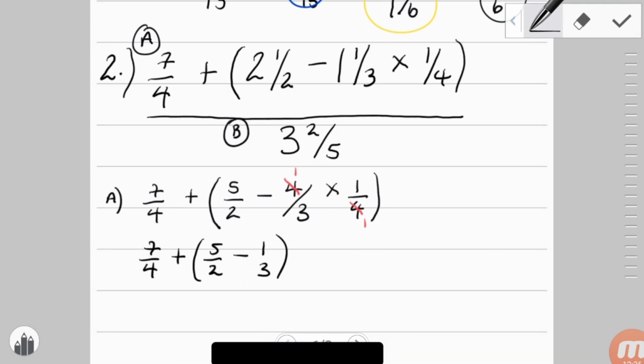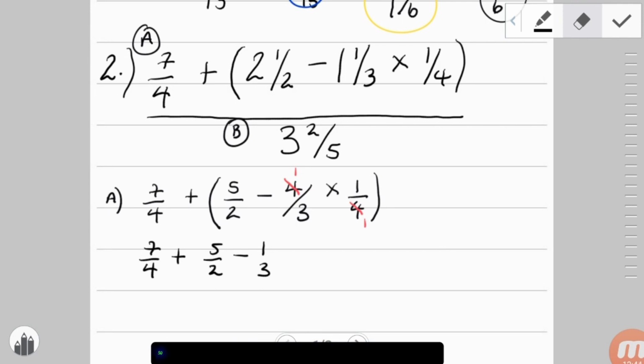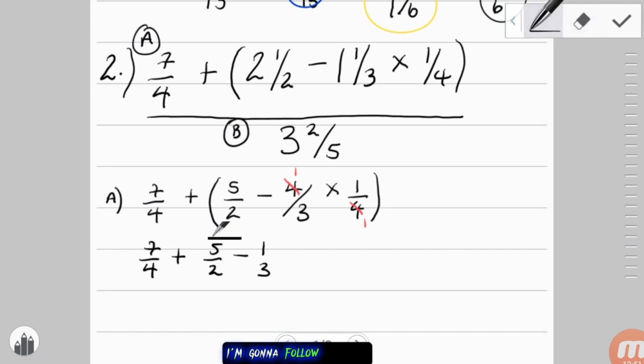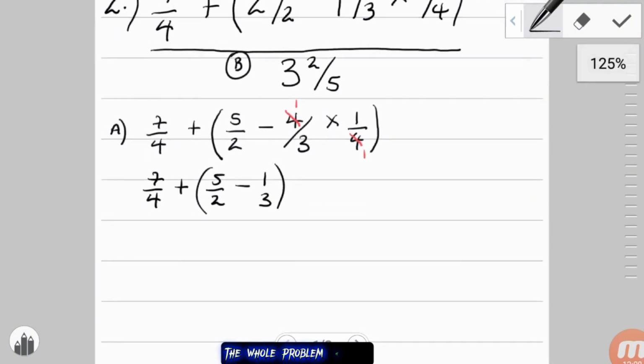But in fact here, I can remove the bracket because the rules for addition and subtraction are the same. So it's not going to make a difference in terms of what I do. Here's what I'm going to do though. I'm going to follow the rule, and I'm in fact going to just simply work out what is in the bracket first, although it won't change your answer if we do the whole problem at once.